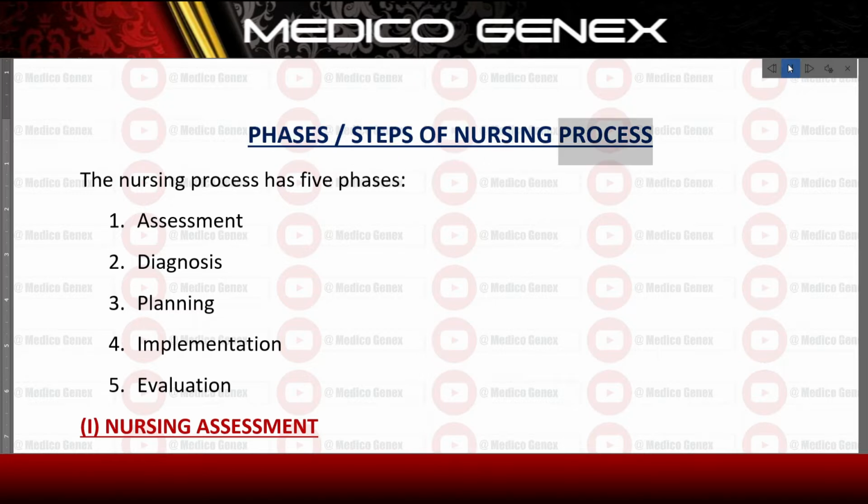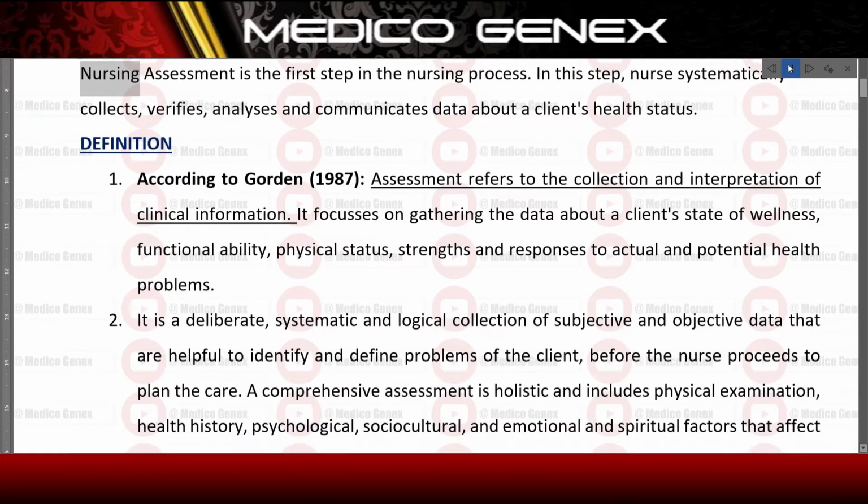Phases/steps of nursing process. The nursing process has 5 phases: assessment, diagnosis, planning, implementation, evaluation. Nursing assessment. Nursing assessment is the first step in the nursing process. In this step, the nurse systematically collects, verifies, analyses and communicates data about a client's health status.